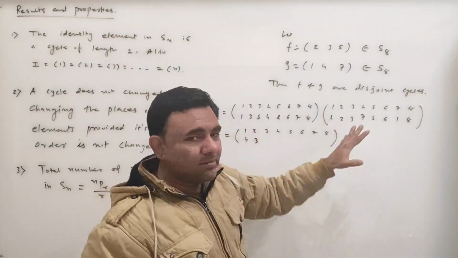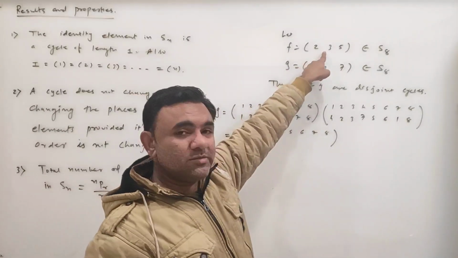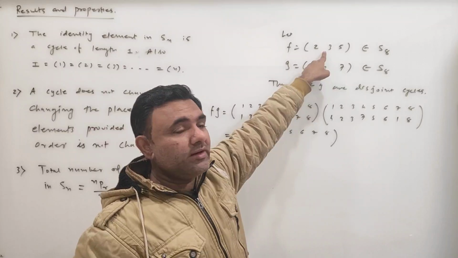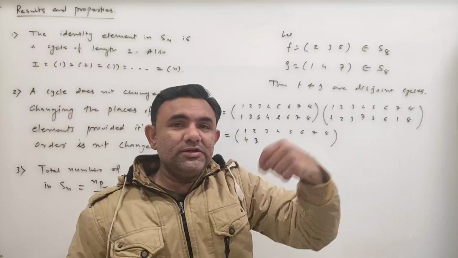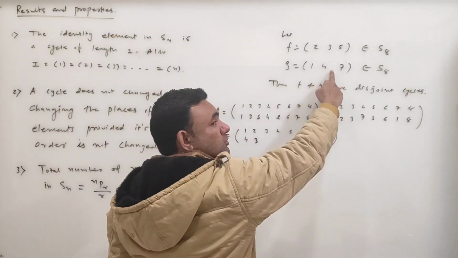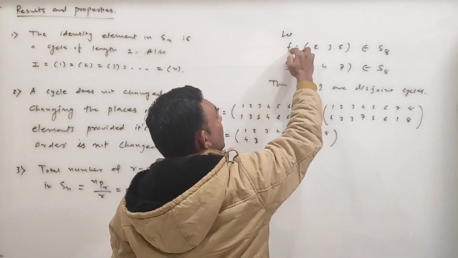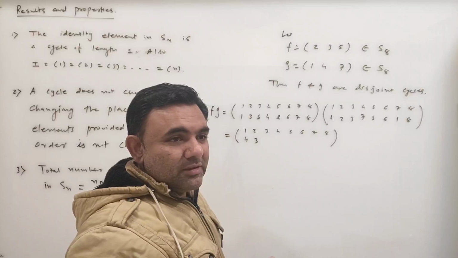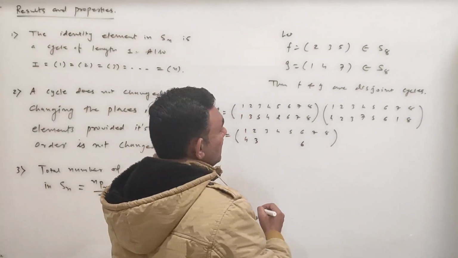We can find from here, but let us find in this way. 6 does not change by F, it is invariant, and 6 does not change by G, so 6 will not be changed by F and G both, right. Here 6 goes to 6 and here also 6 goes to 6. So if you go from F to G or G to F, in both cases 6 goes to 6.